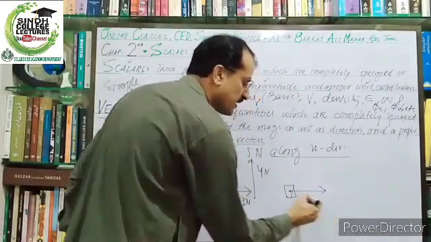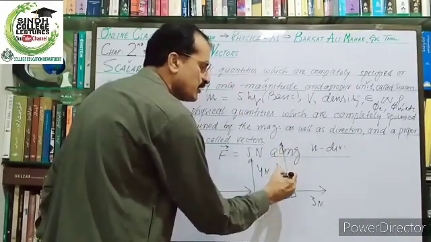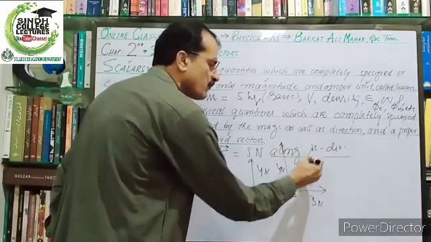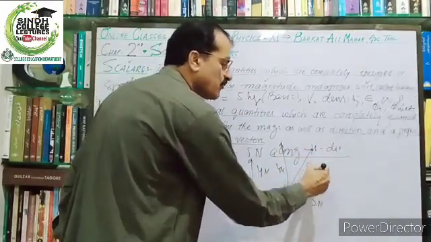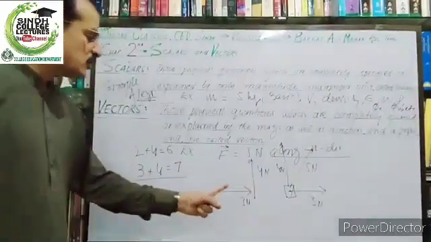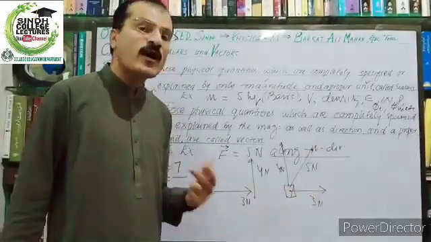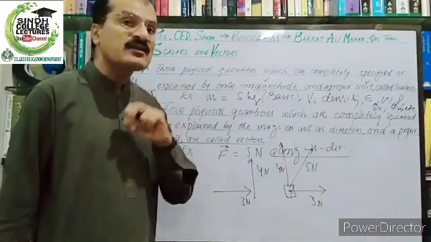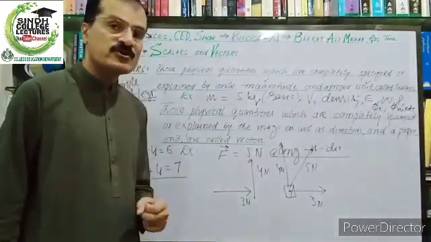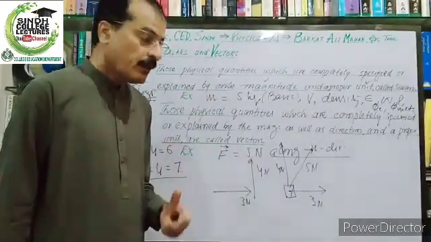So 3 Newton is here, 4 Newton is here. Now the total force acting on this body will be 5 Newton. Yes, so 3 Newton and 4 Newton can be 5 Newton. We will understand in vector algebra how it is 5 Newton, but we will study that.